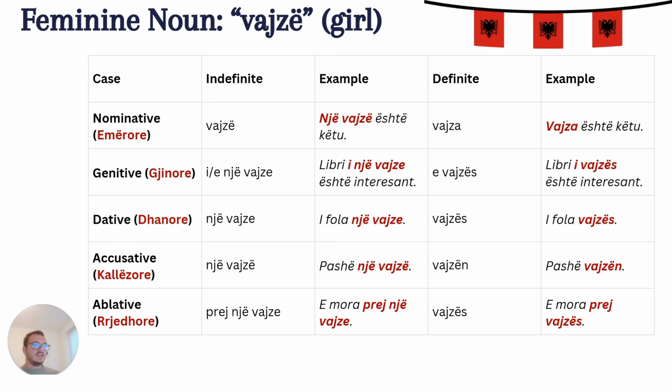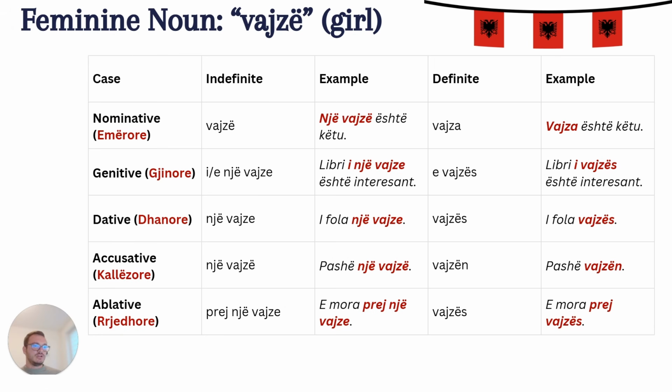In the accusative case, rasa kallëzore, një vajzë, again the same in the indefinite just as the nominative case. Pashë një vajzë. I saw a girl. Kë pashë unë? Whom did I see? Pashë një vajzë. In the definite, we have vajzën, the girl. For example, pashë vajzën. I saw the girl. Kë pashë unë? Unë pashë vajzën.